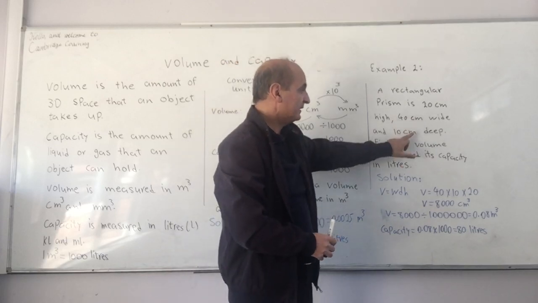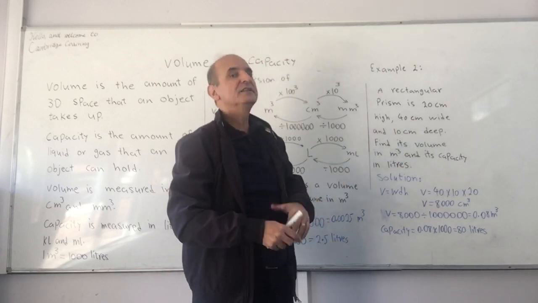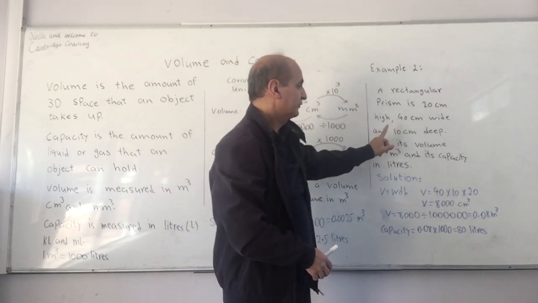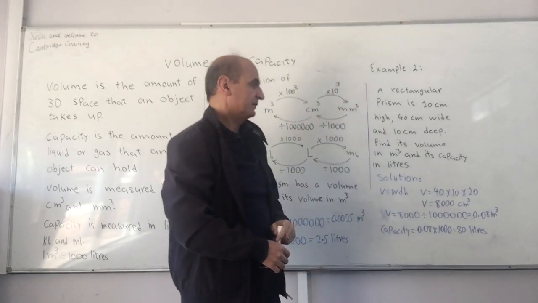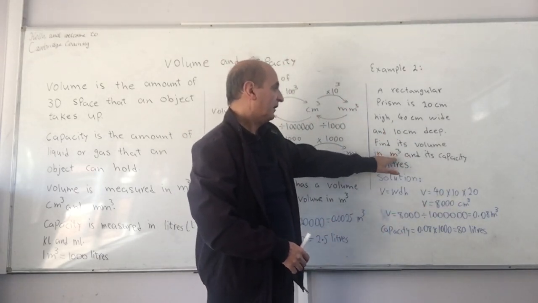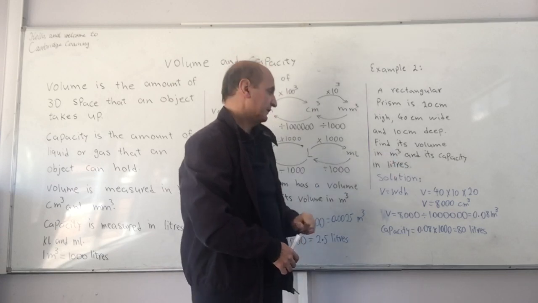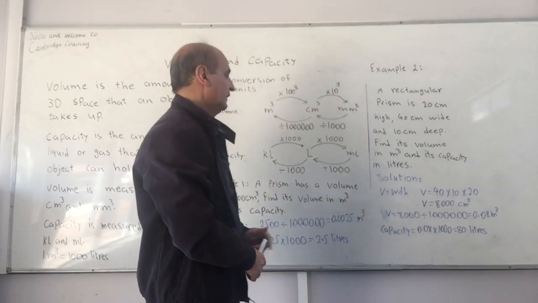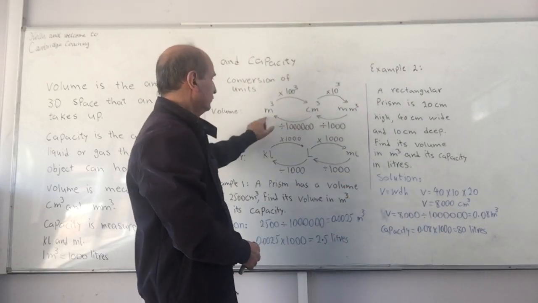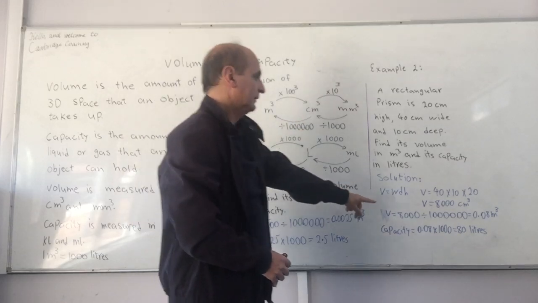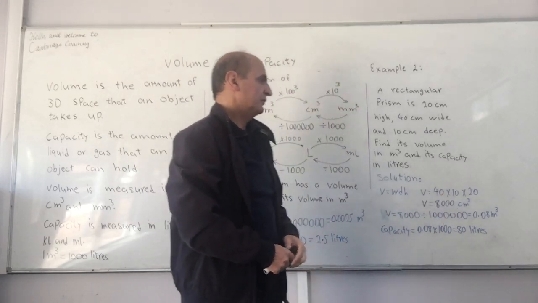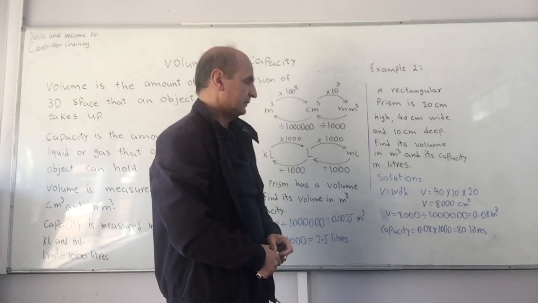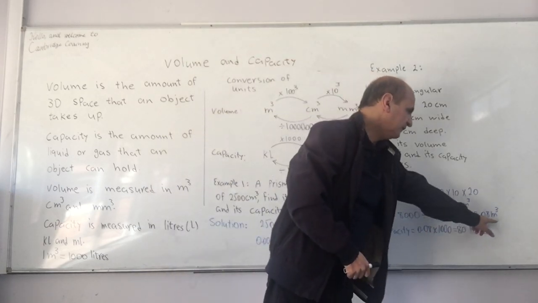Because they are in centimeters, the volume will be in cubic centimeters. But they are asking us to give it in cubic meters. So we are going from cubic centimeters, which you have, to cubic meters. You got to divide by 1,000,000, and you get 0.08 cubic meters.